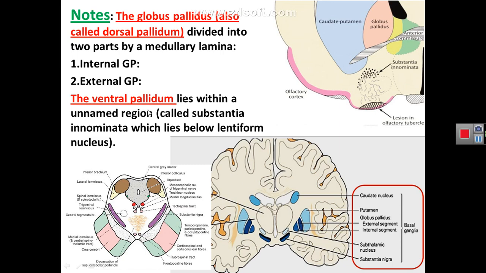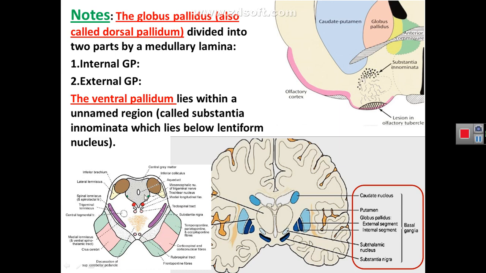What about the ventral pallidum? The ventral pallidum is gray matter located in a region which is unnamed, called the substantia innominata. This substantia innominata, containing the ventral pallidum, lies below the lentiform nucleus.